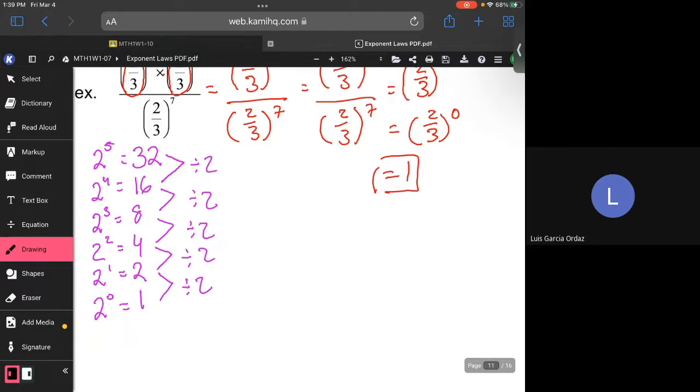3 to the power of 0 is 1. 5,000 to the power of 0 is 1. Anything to the power of 0 is 1. But what about decimals? That's where we get into negative exponents. So 2 to the negative 1 equals what?